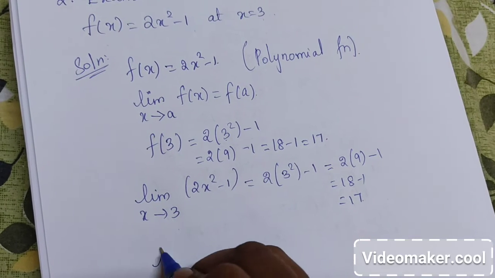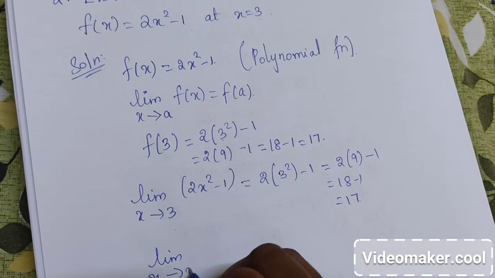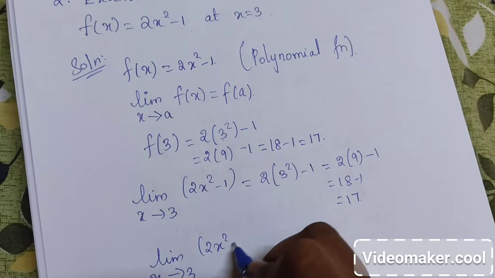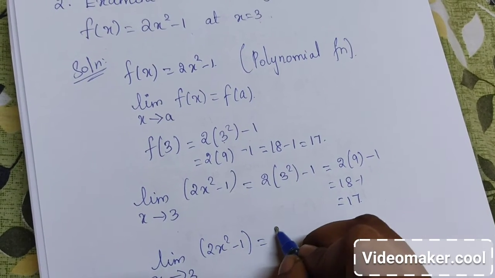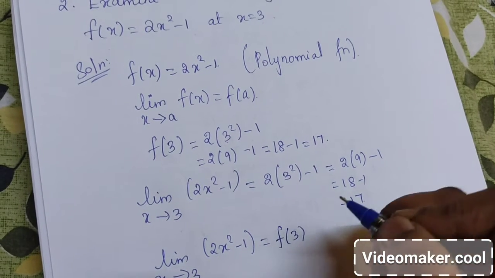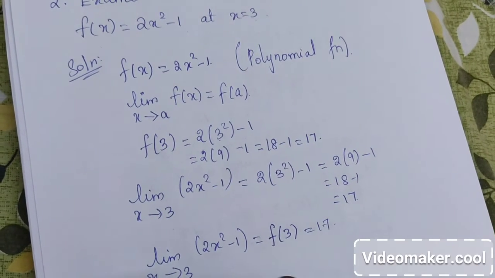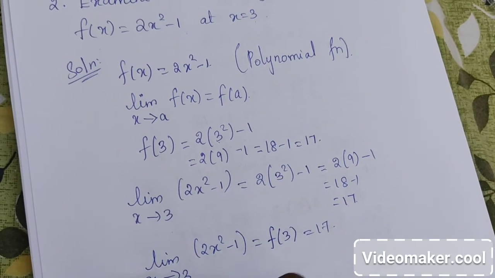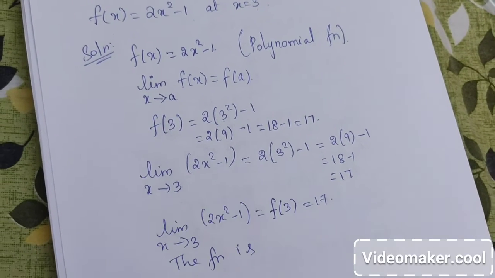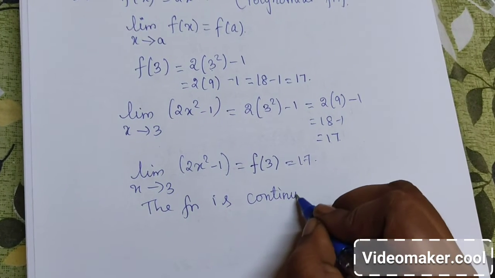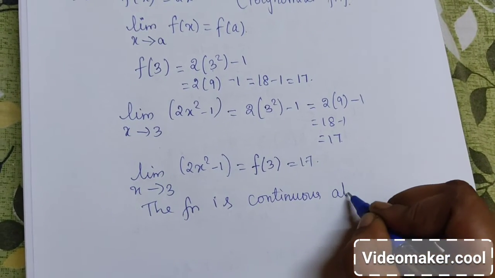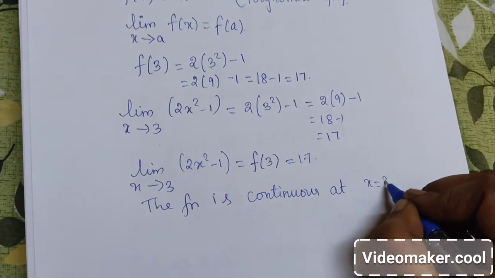Which implies it says the function is continuous at x equal to 3.